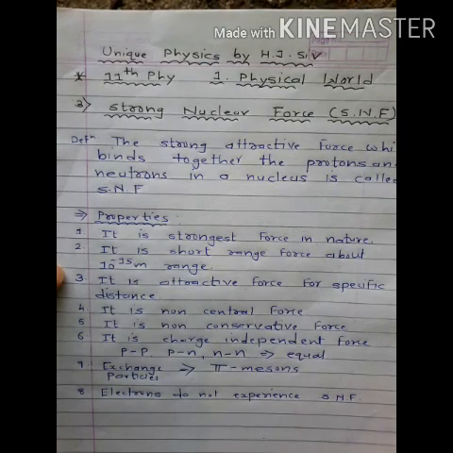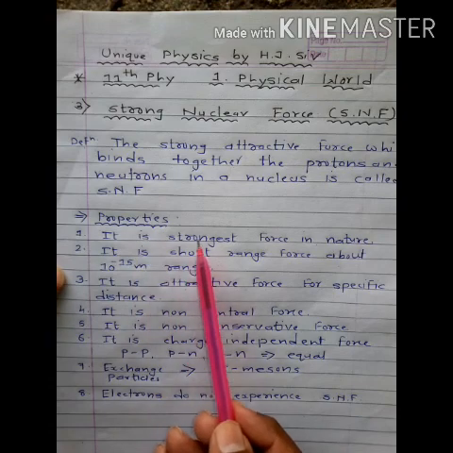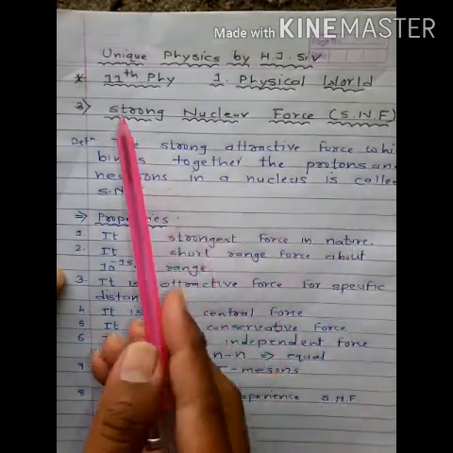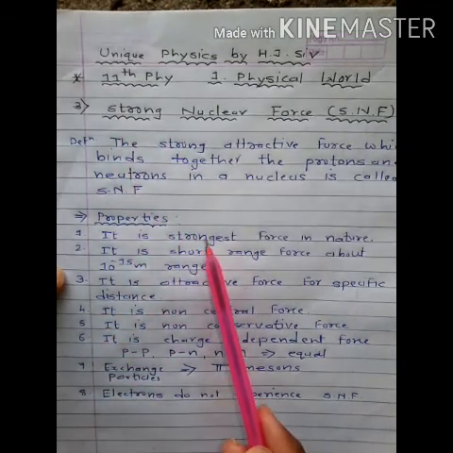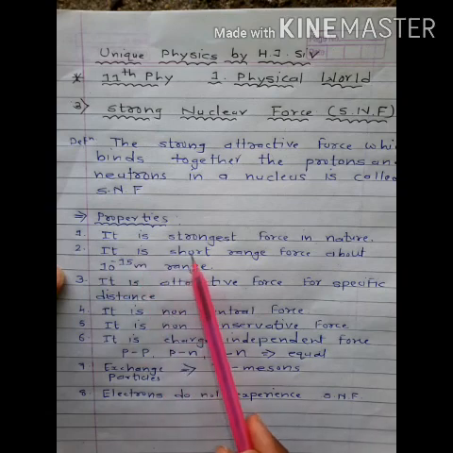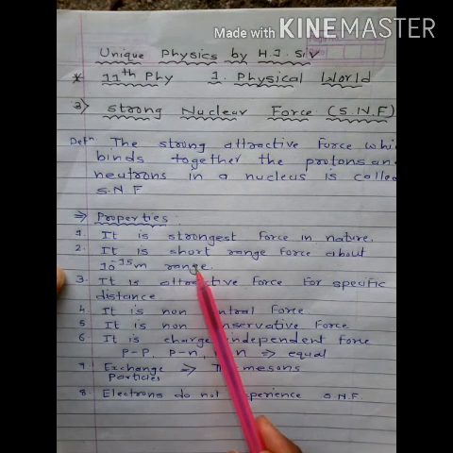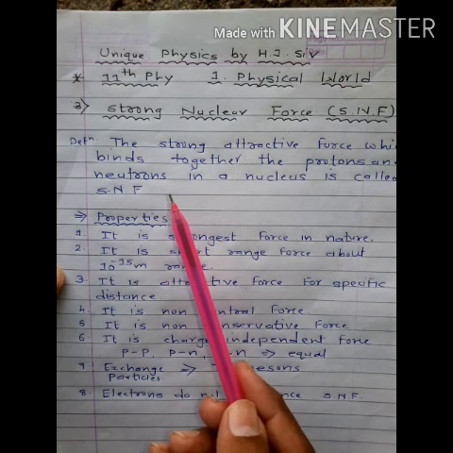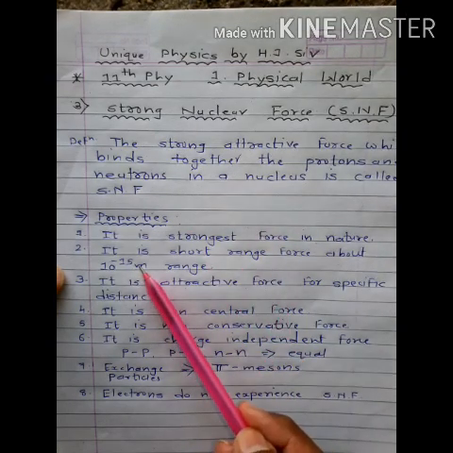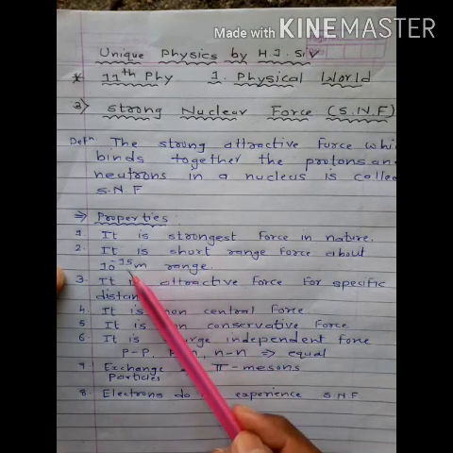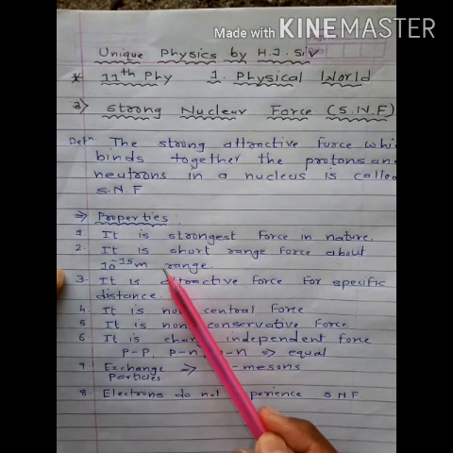Now remember important properties of strong nuclear force. First property, it is the strongest force in nature. The name suggests that it is the strongest force among all forces. Second property, it is a short range force, about 10 raised to minus 15 meter range. In the definition of strong nuclear force, we consider the nucleus, and the size of the nucleus is very small, about 10 raised to minus 15 meter. So it is a short range force and its range is about 10 raised to minus 15 meter. This is the size of the nucleus.